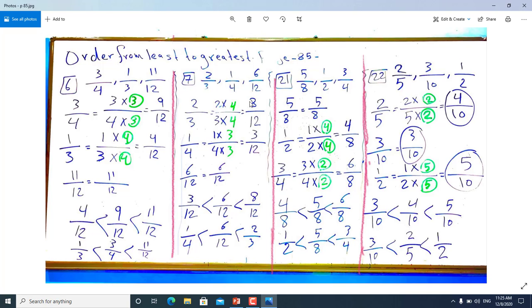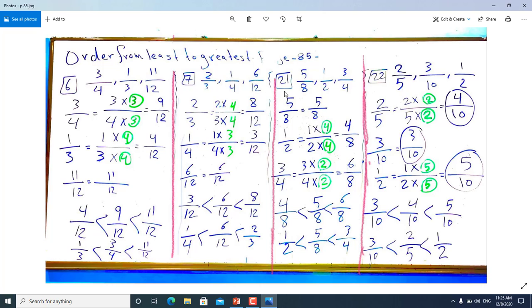Now we'll compare. The first one is 3 over 12. After that we have 6 over 12 and 8 over 12. That means 1 over 4 is the least. After 1 over 4 we have 6 over 12. After that we have 2 over 3, which is 8 over 12.